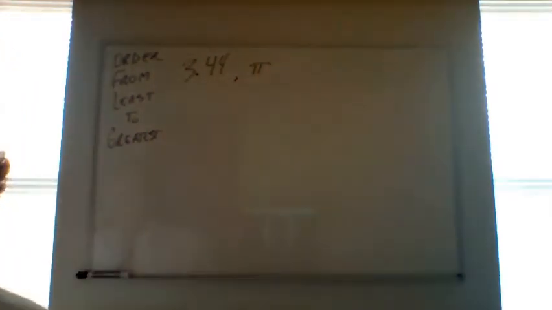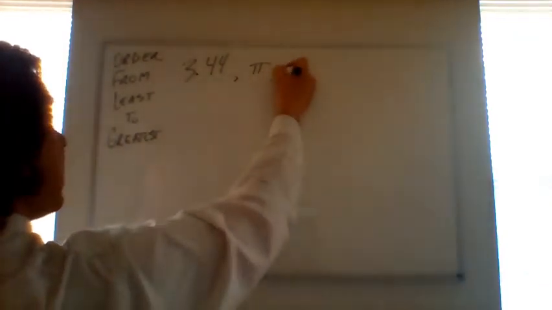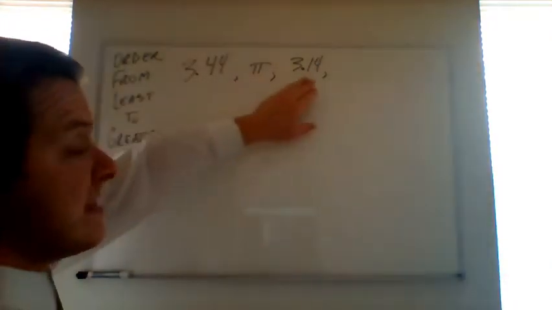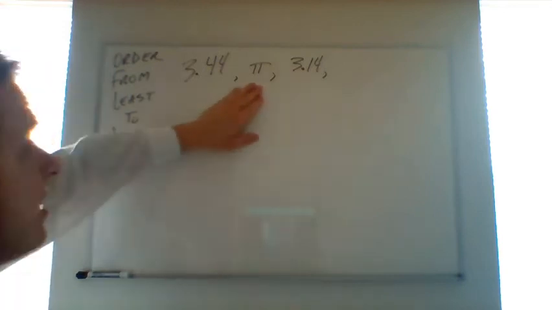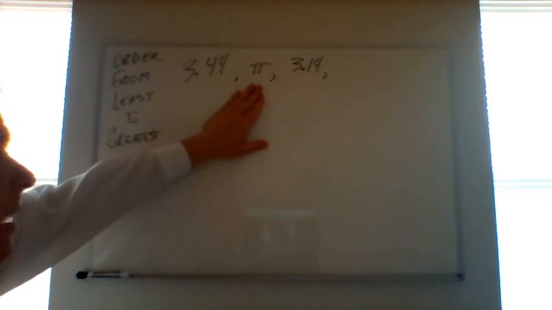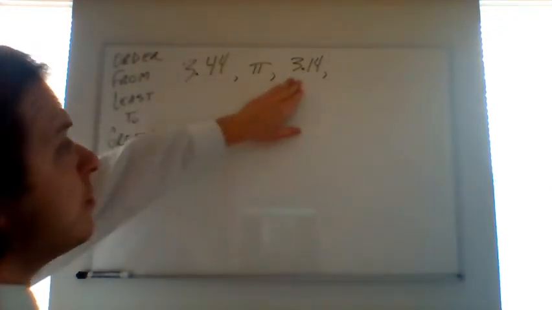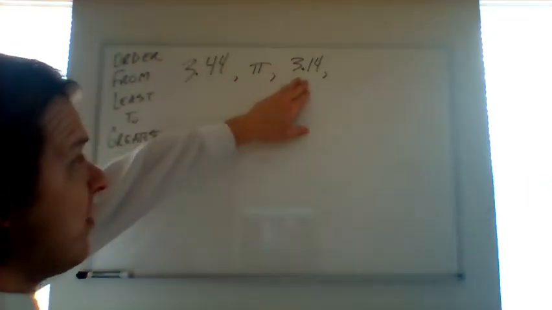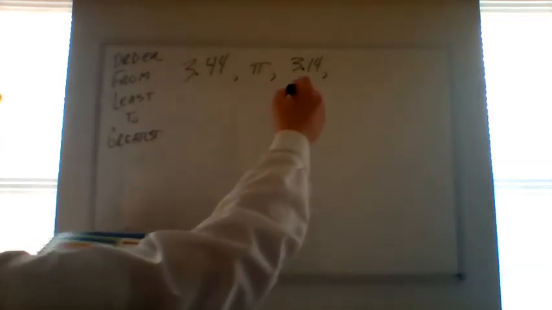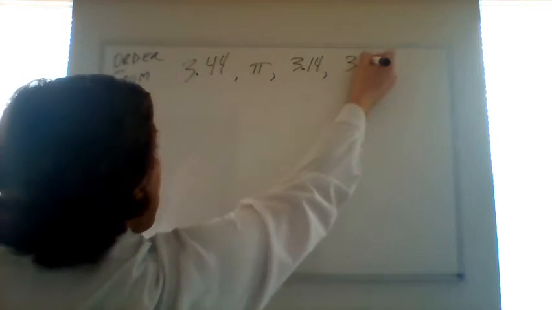All right, so here they are. We got 3.44. The second number they gave us is pi. The third number they gave us is 3.14. Some of you probably think that pi is equal to 3.14, but it's actually not true because pi is an irrational number, which means that it never stops and it never repeats. So if you've used 3.14 as pi, that's because we're rounding it. But in this case, we want the actual number. So 3.14, pi, and then we also have 3.4.